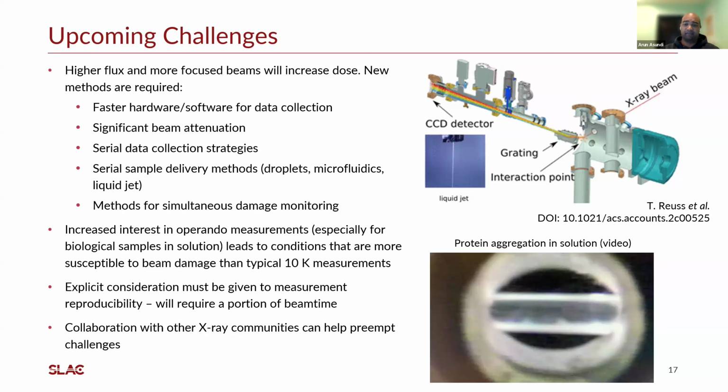In the most extreme case, it may be necessary to measure each energy point of the spectrum on a fresh sample spot. Alternate sample delivery methods should be considered to minimize the exposure of any one sample spot. And new state-of-the-art beamlines should consider implementing simultaneous complementary methods to characterize the sample and monitor beam damage during the course of measurement.